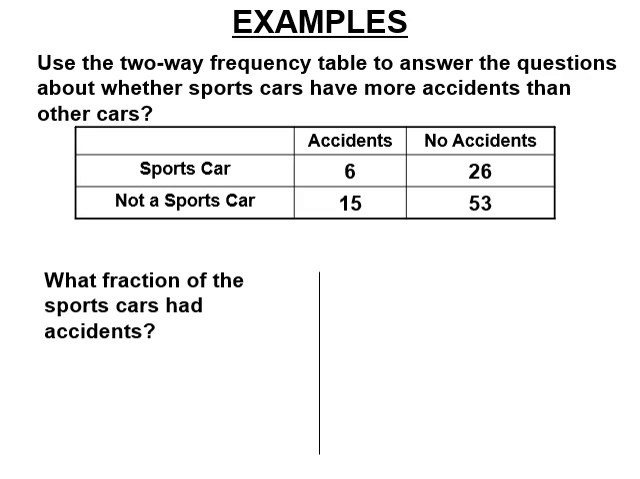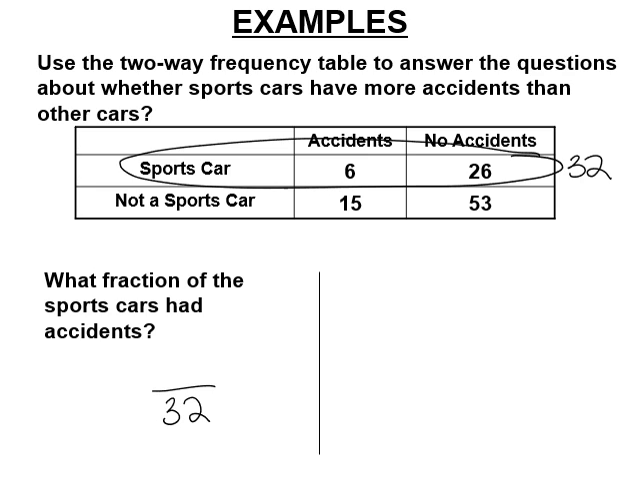We're asking what fraction of the sports cars had accidents, right? So we're looking at the sports cars. So there's 6 plus 26, right, which is 32 total sports cars in this study. And what fraction of those sports cars had accidents? Well, 6 out of 32. And we have to simplify our fraction. So it's 3/16. So 3 out of the 16 sports cars had an accident.